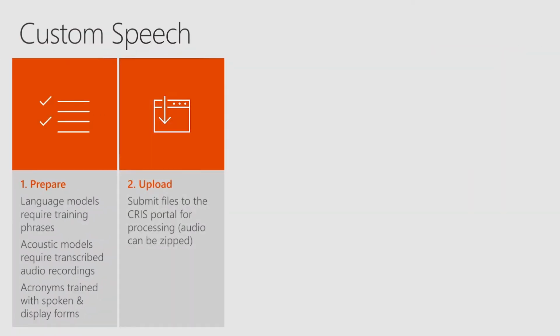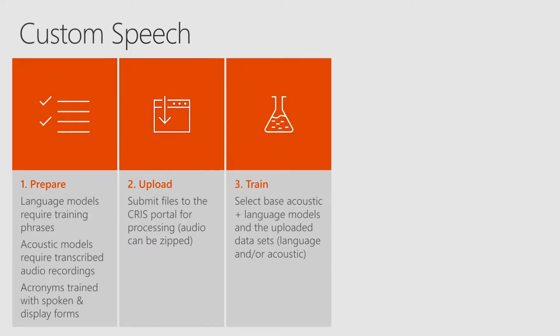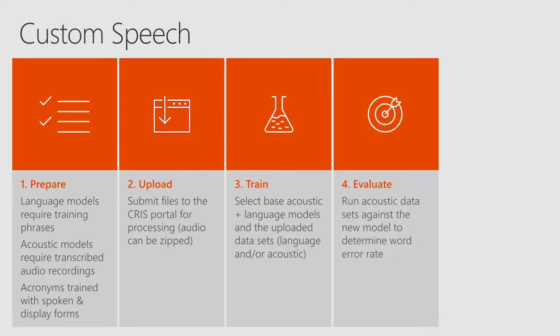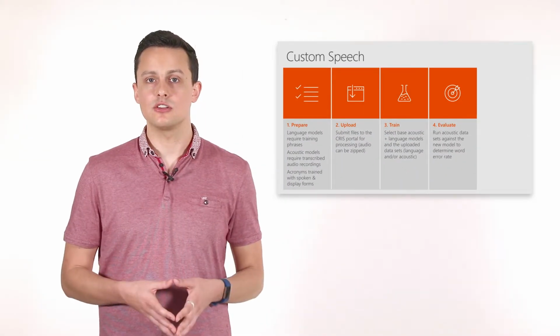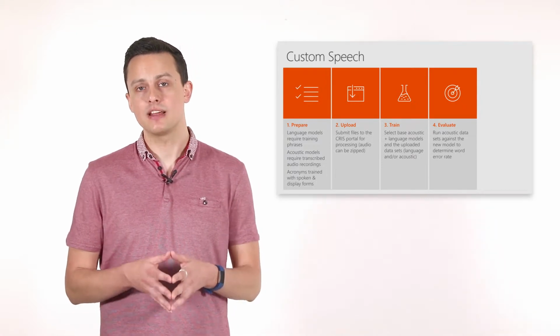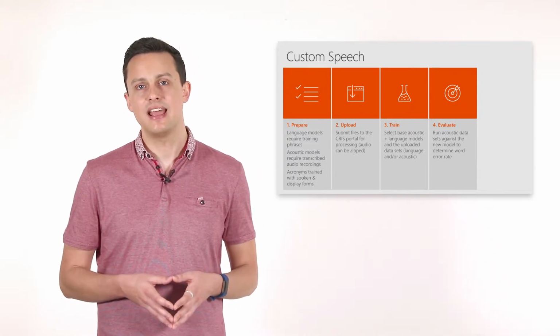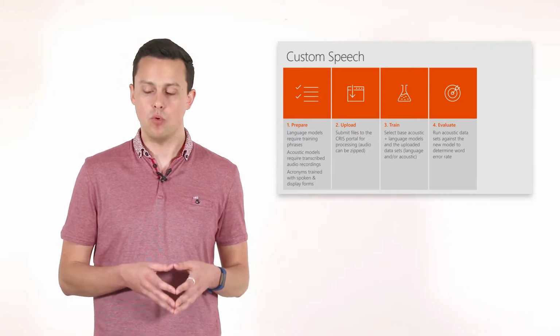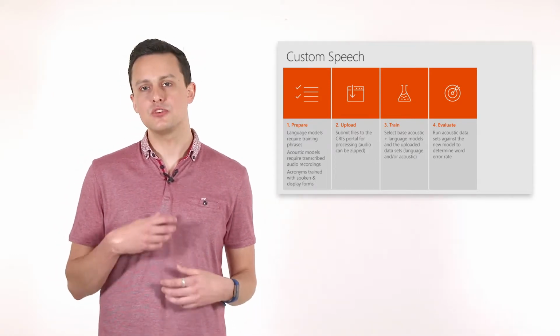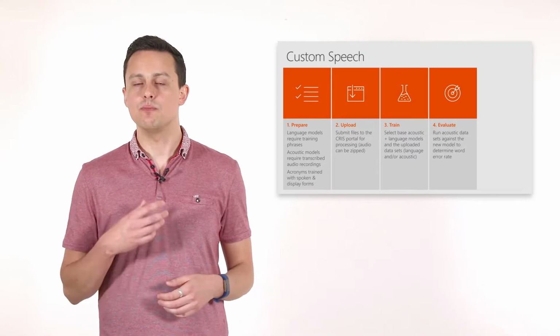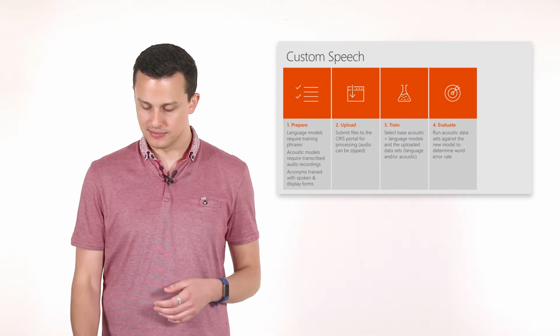So once you have your data, you upload this to the custom speech portal, and then you select your data sets and train a new model. Now, one of the really cool features that's part of the custom speech service is that you can actually evaluate the accuracy of this new model within the portal. If you upload additional data, you can run this through this new model. You can run acoustic samples through this new model, and it can identify the word error rate for you. This helps you iterate and ensure that each new model is actually better than the last.